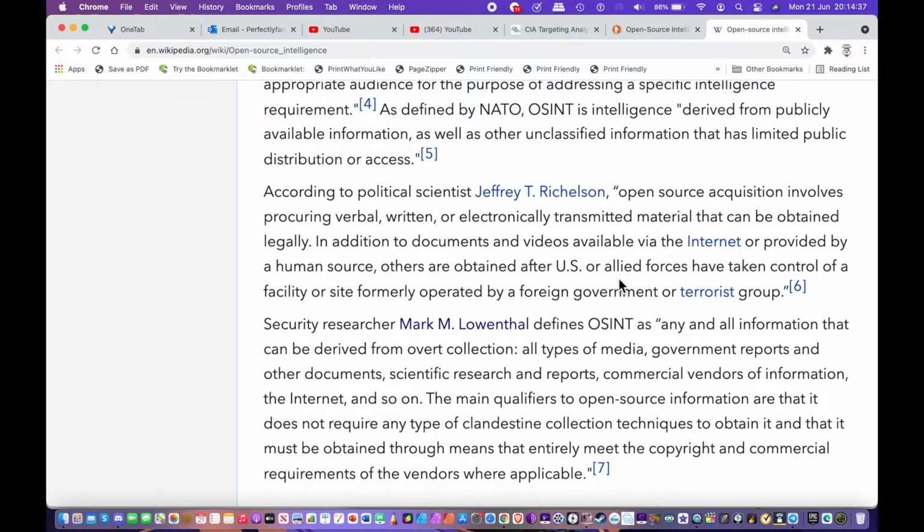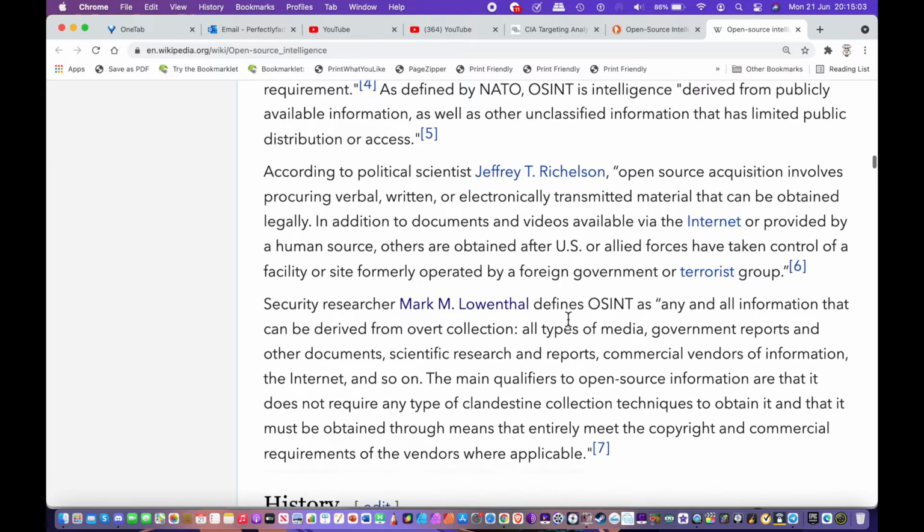So, by the US or allied forces, some information that they have found and can unclassify, maybe. Control of a facility or formerly operated by, provided by internet or human source. Okay.